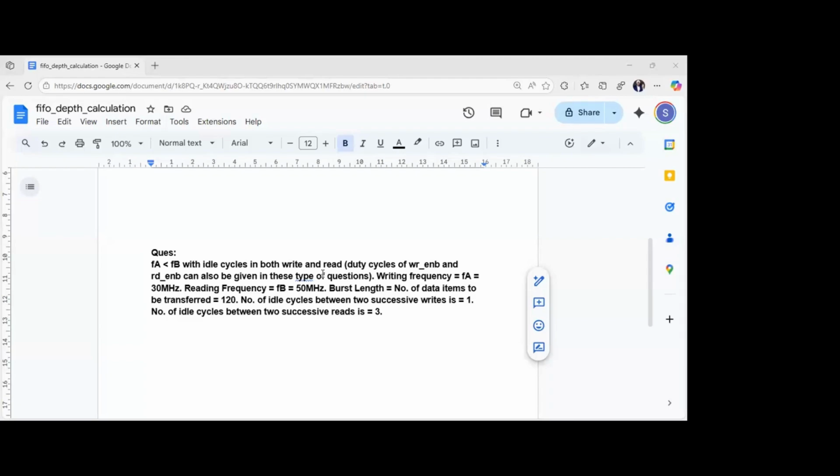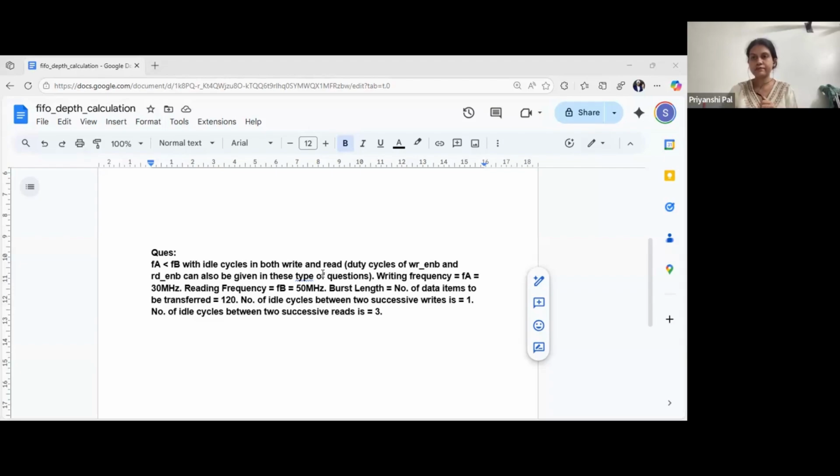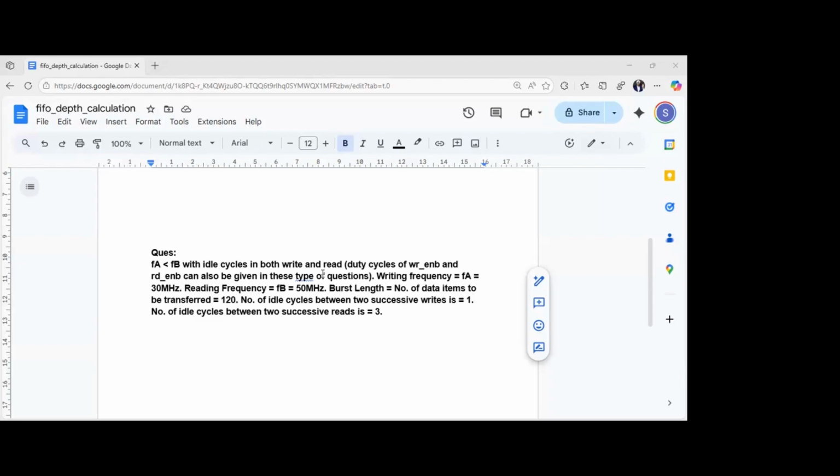Because the number of idle cycles between two successive writes is one clock cycle, and the idle cycles between two successive reads is three clock cycles. It means after reading one data, module B waits for 3 clock cycles to initiate the next read. So it can be understood that for every 4 clock cycles, one data is read. Okay, ma'am. Now it is 20. Yeah, 20 is fine.